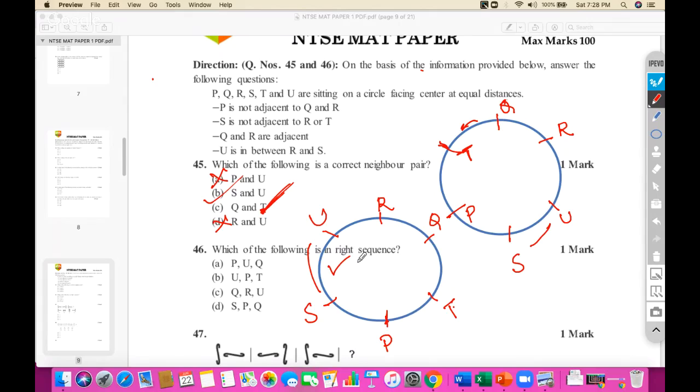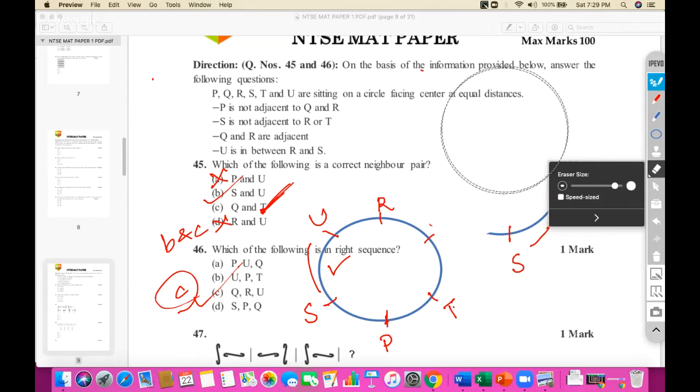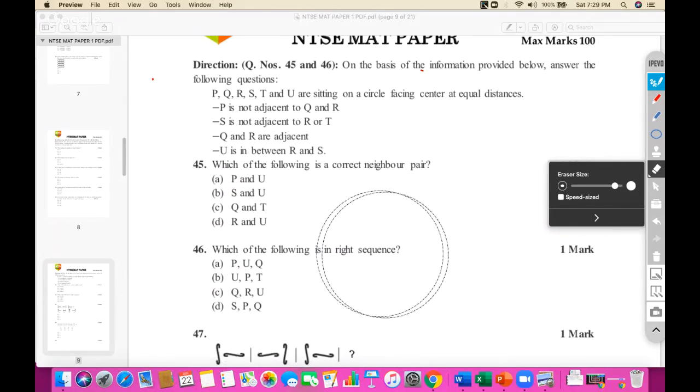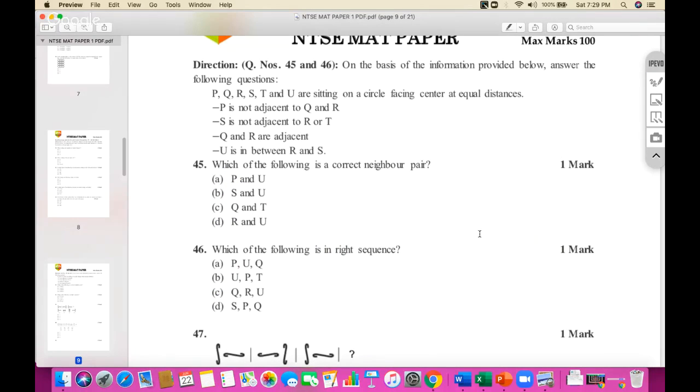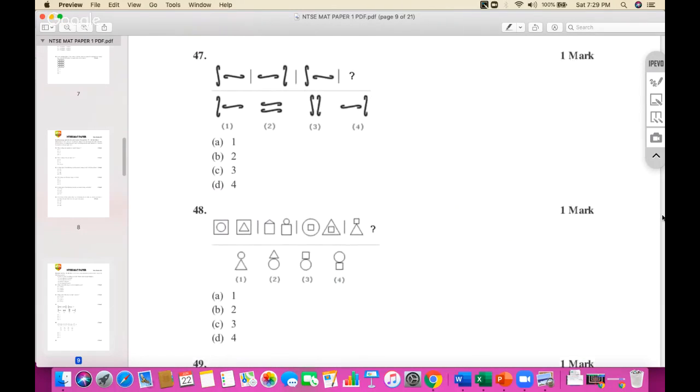Which of the following is in the right sequence? P U Q is not; QRU is the right sequence everywhere. So answer would be QRU. So here B and C both are right and here C is right. So that's the answer. So let me now go to 47 and 48.